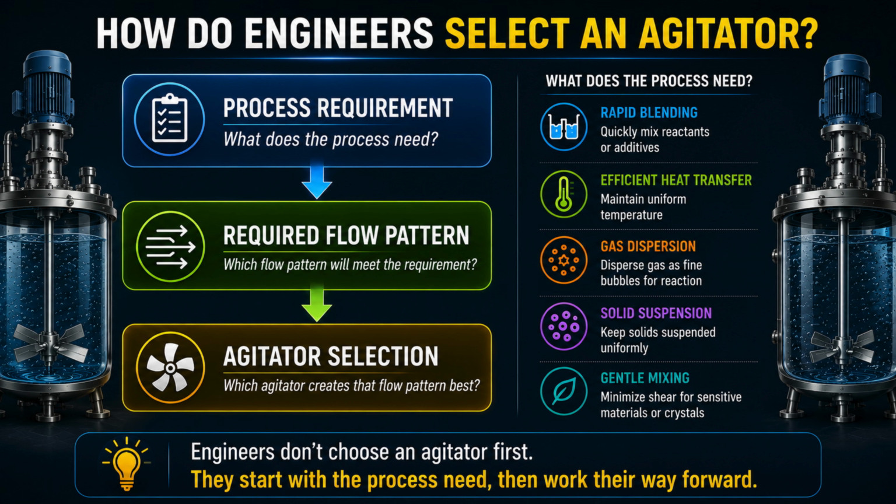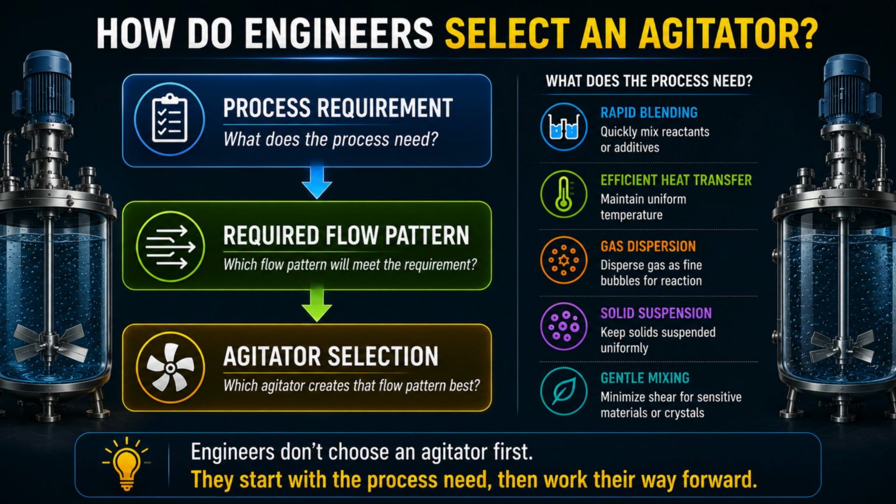Now let's think like a process engineer. Suppose you've developed a new chemical process. The reactor hasn't even been designed yet. Would you immediately say, I want a PBT? Or, I want a Rushton? Of course not. The first question is, what does the process actually need? Does it require rapid blending, efficient heat transfer, gas dispersion, solid suspension, or gentle mixing for crystallization? Once those requirements are clear, the required flow pattern becomes obvious. And once the flow pattern is known, selecting the right agitator becomes much easier.